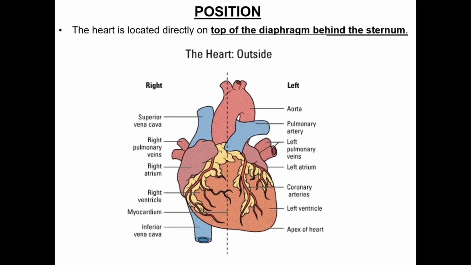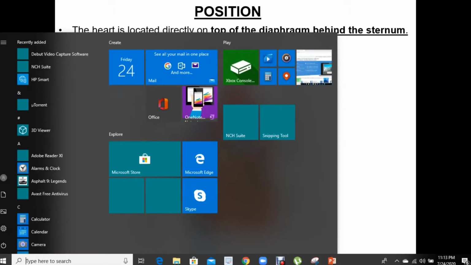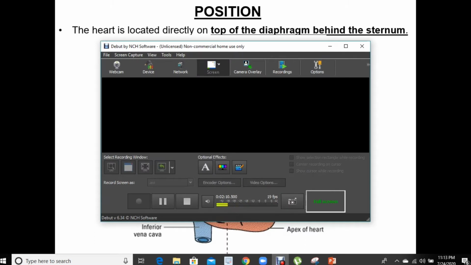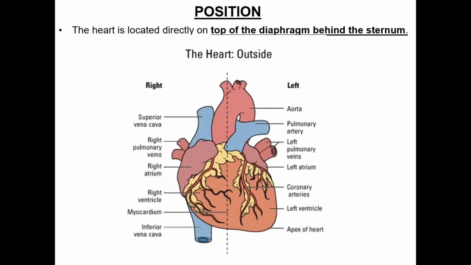The heart is located directly on top of the diaphragm behind the sternum. It is positioned in the middle mediastinum between the left and right lungs.